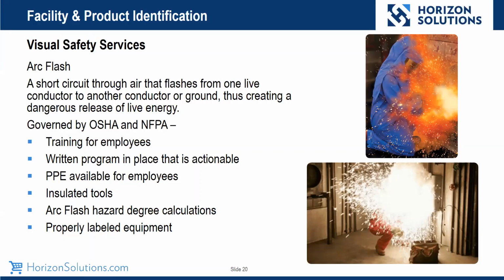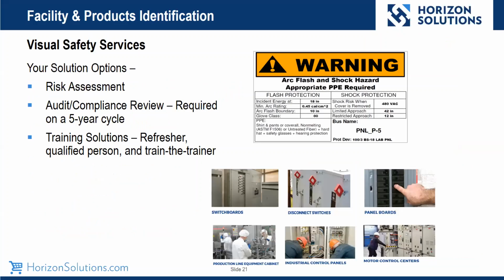So as you start to think about any piece of equipment in your facility that can cause a short circuit, if you're not seeing those labels, arc flash labels on there, know that you're not compliant at this point. So it might be good to bring someone in to visit that with you. Solution options from Horizon Solutions really run from risk assessment to audit compliance review to training solutions.